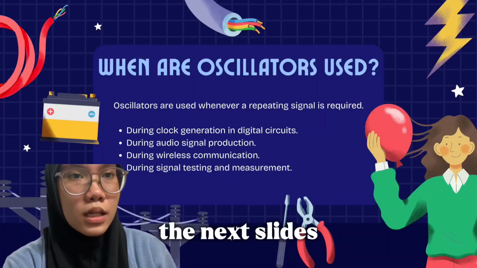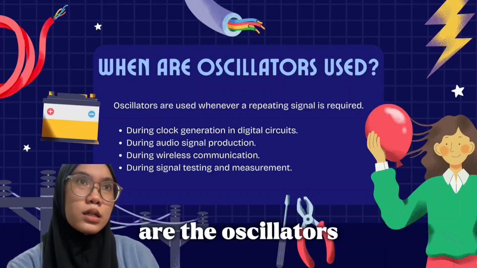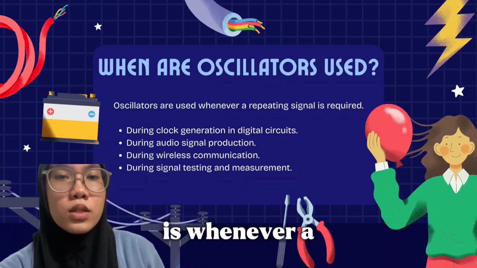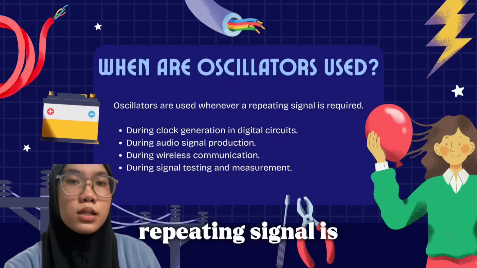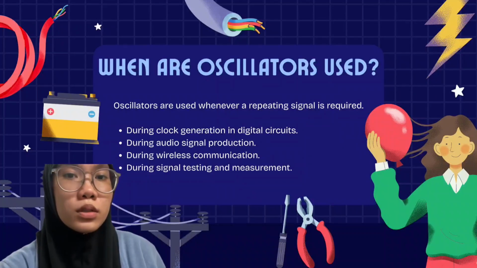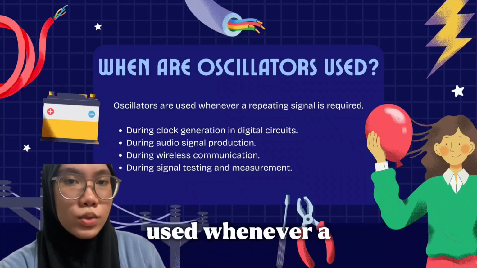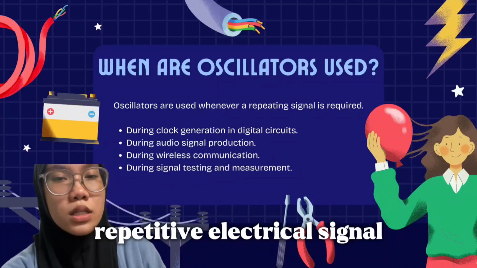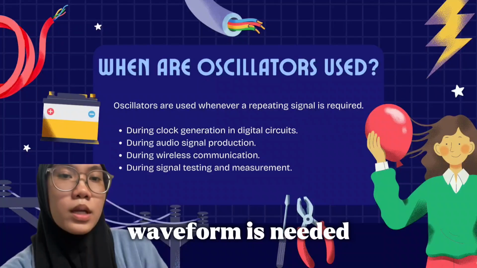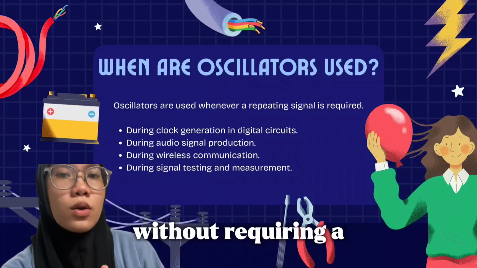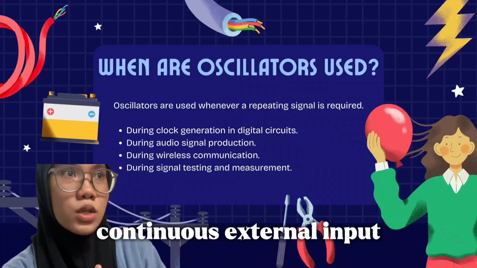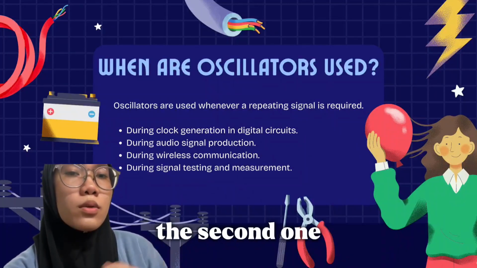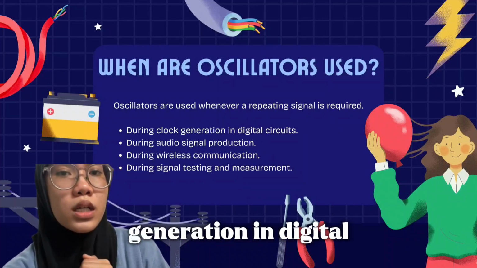In the next slides, I'm gonna talk about when oscillators are used. Number one is whenever a repeating signal is required. For example, an oscillator is used whenever a continuous repetitive electrical signal waveform is needed without requiring a continuous external input signal. The second one is during clock generation in digital circuit.